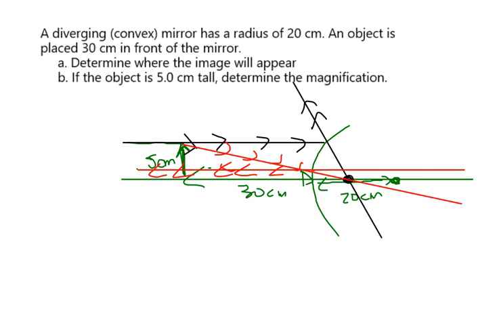Hopefully the last one now works. I'll use yellow for the last one. If light went from here directly through the center, it would bounce right back on itself. So light would then go in, hit the mirror, and go right back the way it came. And it would actually end up going that way.